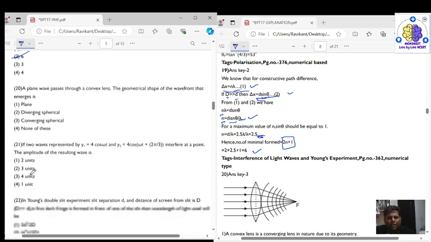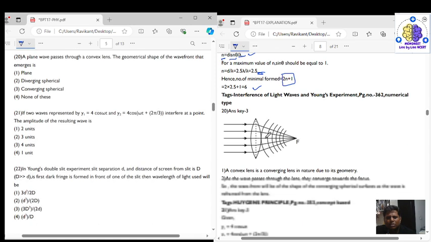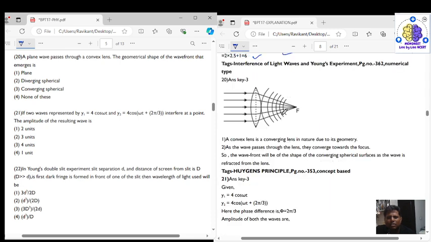Now let's come to question number 20. Question number 20 says that a plane wave passes through a convex lens. The geometrical shape of the wave front that emerges is. See, when a parallel beam of light passes through a convex lens, they converge at a point, and when they converge at a point, it seems, if you see from this direction, that this is a point source and the light is emerging out of it, right? And if this appears to be a point source, then the wavefront for this should be a spherical wavefront.